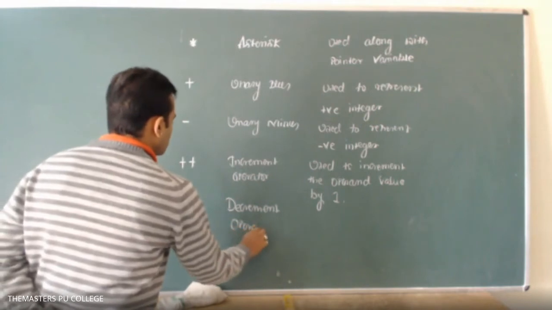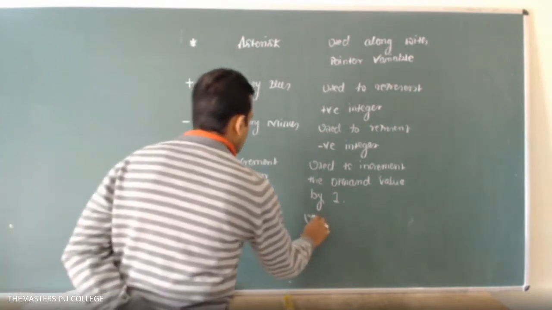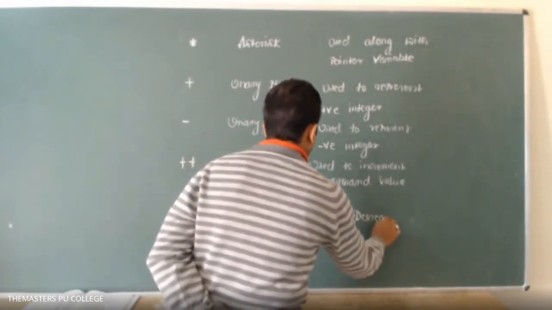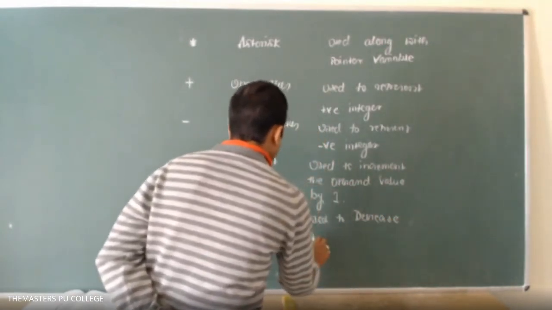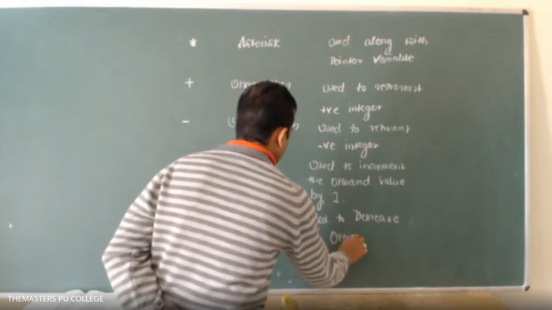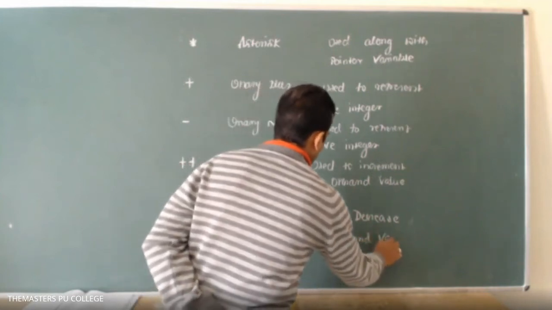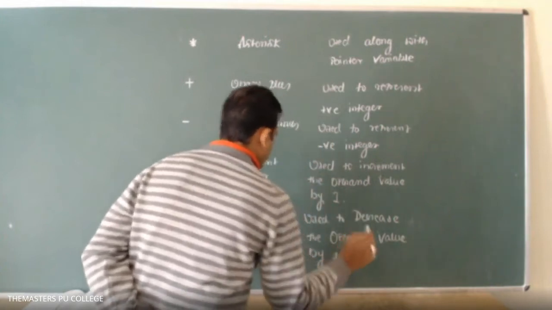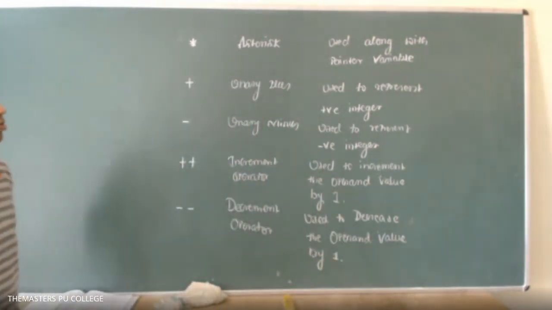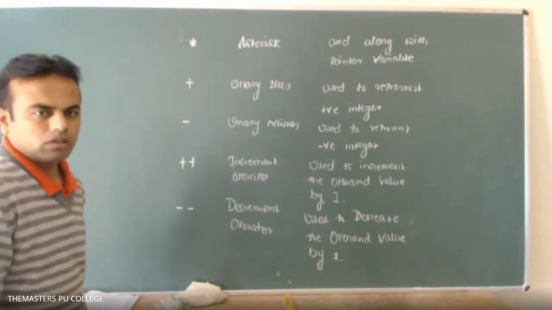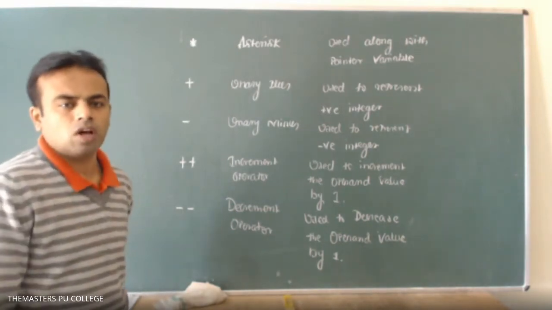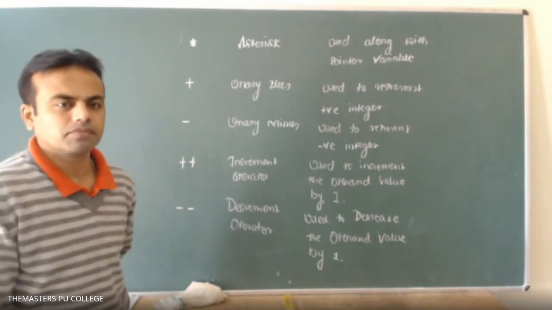Decrement operator is used to decrease the operand value by 1. Decrease the operand value by 1. Right? So this is all about the unary operators. So these are all the unary operators which operate on only one operand. Right?